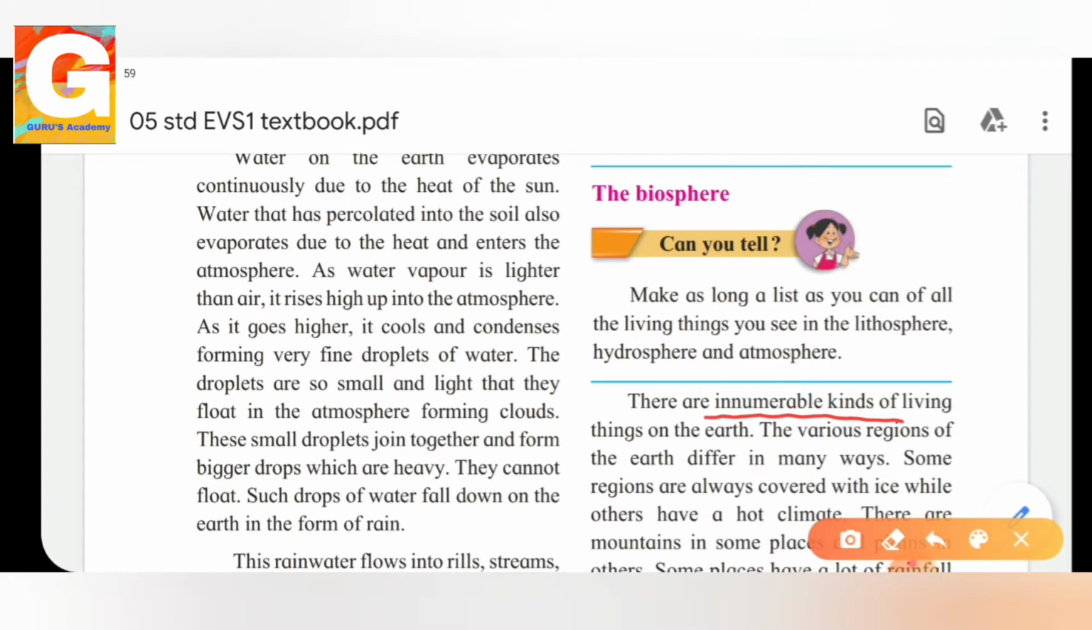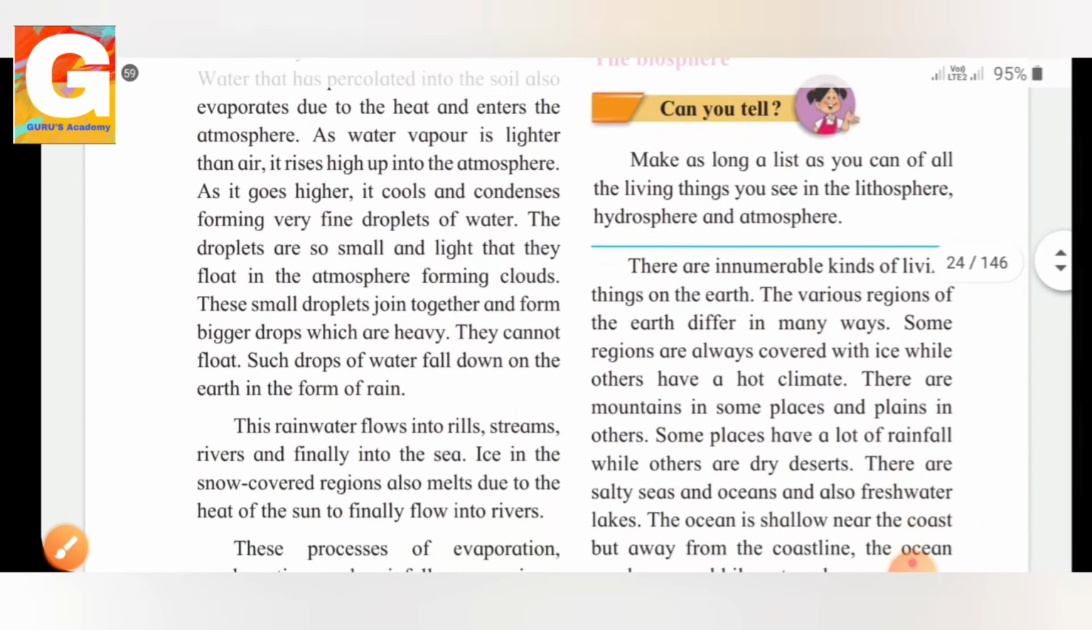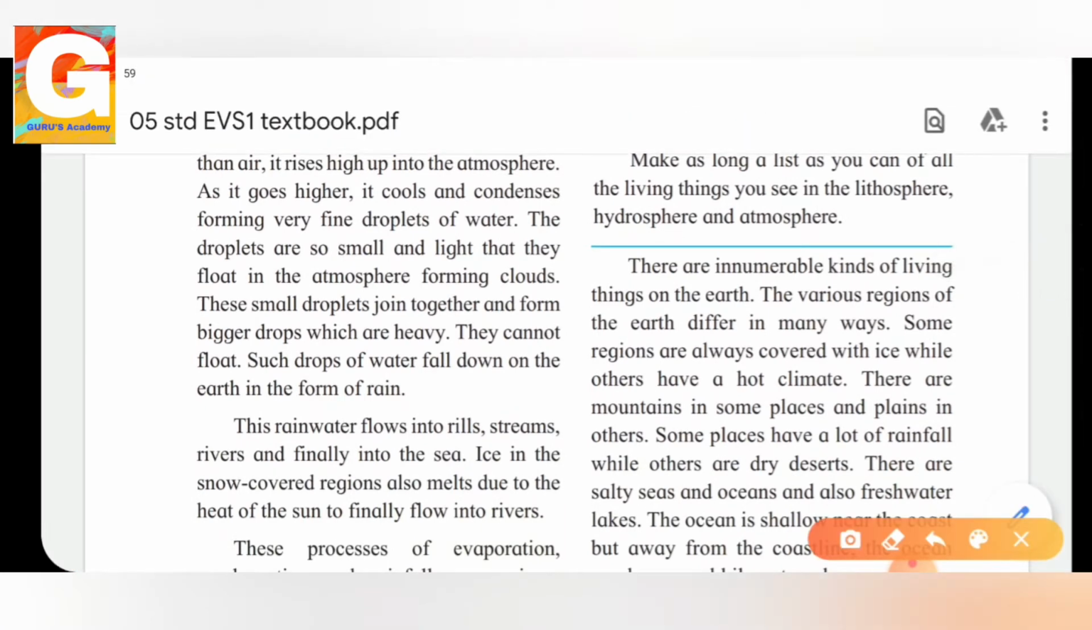The various regions of earth differ in many ways. Yes, we have seen the different kinds of regions at the starting of the lesson. Some regions are always covered with ice while others have hot climate. Yes, there are some regions which are always covered with ice. Those are found in polar regions like Antarctica, and there are regions which are always hot. The hot climate we can find in Africa.